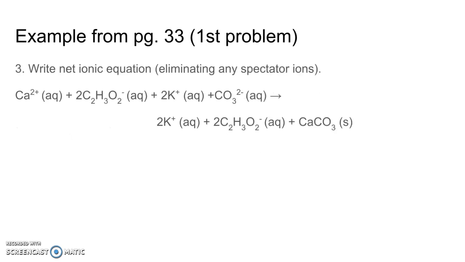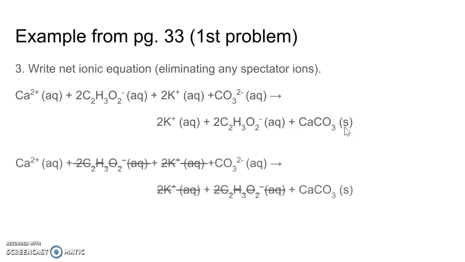Let me do my next step. I'm going to write out my net ionic equation, and I'm eliminating any spectator ions. How do I tell what my spectator ions are? Remember, that's just what's the exact same on both sides of the equation. Calcium is not the same exact way. It's found in a different form on this side. But I have acetate, that's aqueous on both sides. Potassium, that's aqueous on both sides. And carbonate is found in a different form on this side of the equation. So I would eliminate those. And then my net ionic equation is essentially everything without the eliminated stuff.